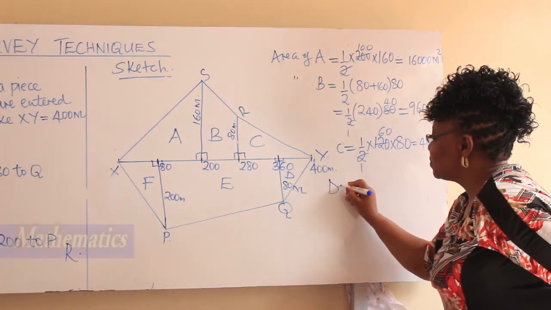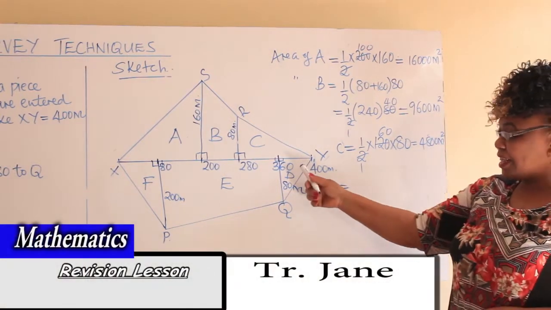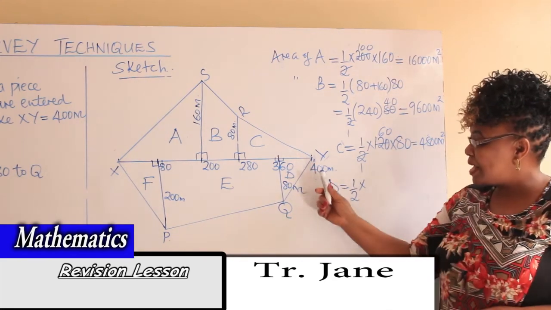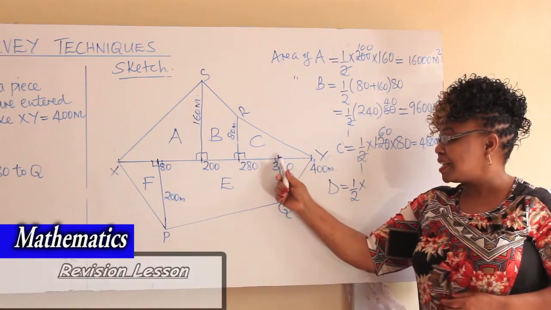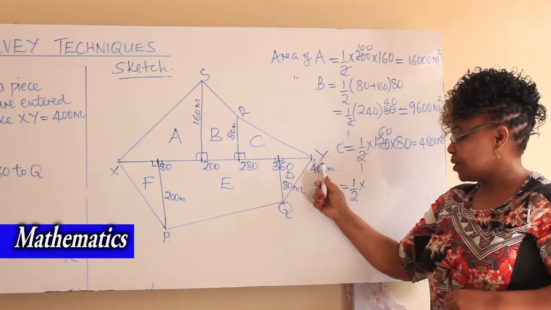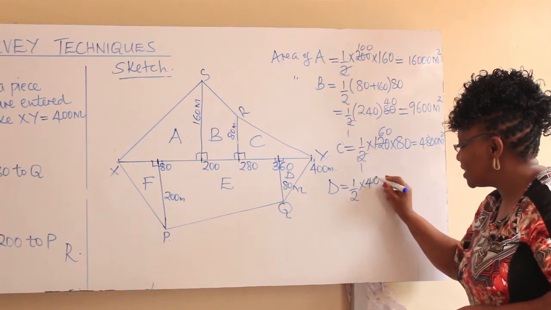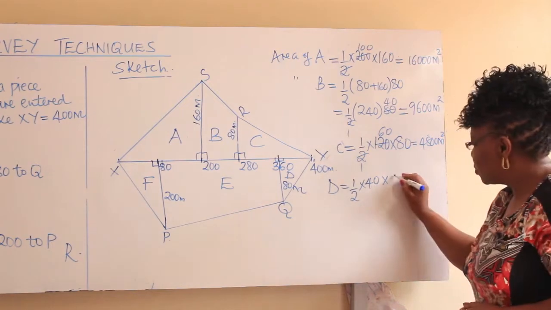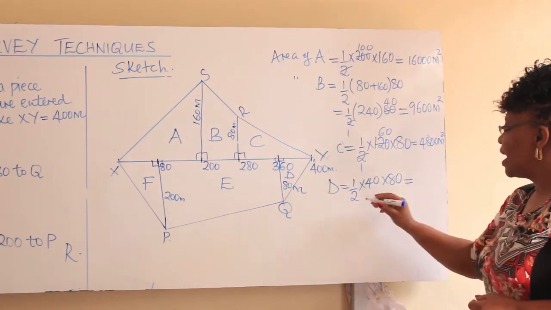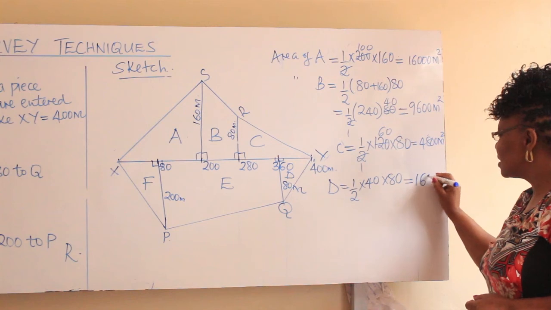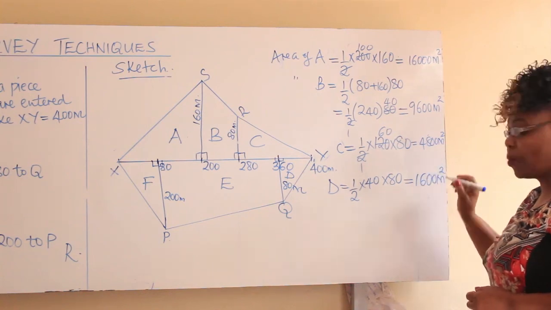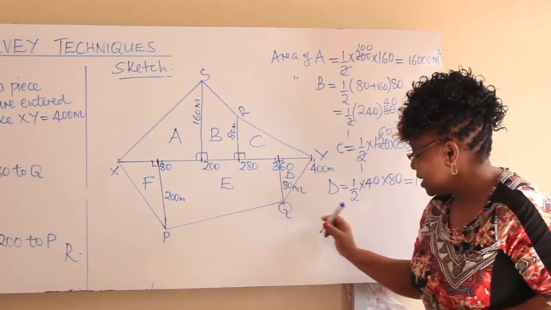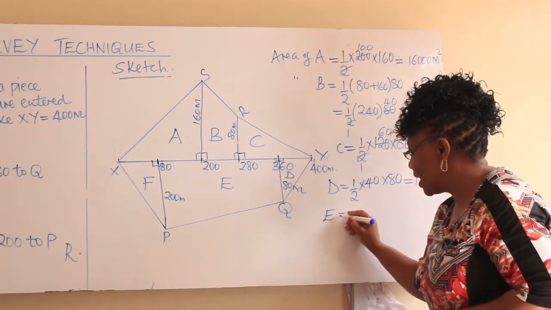We go to D. What is our D line? It's another small triangle here, and therefore we talk of a half times our base. Our base is what? 400 minus 360, 40. Then you multiply by our height. Our height is 80. So you work out this and you get 1,600 meters squared.